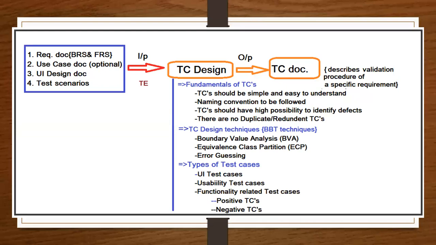Second thing, proper naming convention should be followed. When you are writing the test cases, try to maintain the proper naming convention. Test cases should have a high possibility to identify defects. Whatever test cases you prepare, think about where the developer may commit mistakes, and from that point of view derive the test cases.